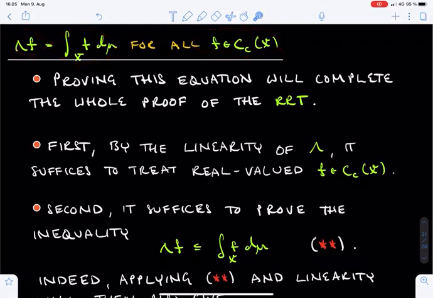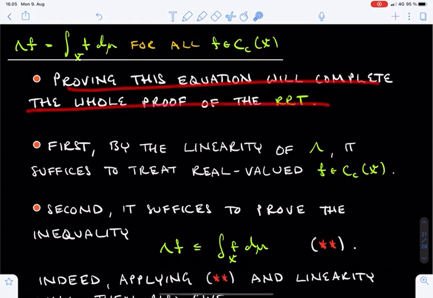After we are done with this, we will also briefly discuss a version of the Riesz representation theorem for linear functionals which don't satisfy the positivity assumption. We then proceed to verify the claimed relationship between lambda and mu. This will complete the proof of the theorem.